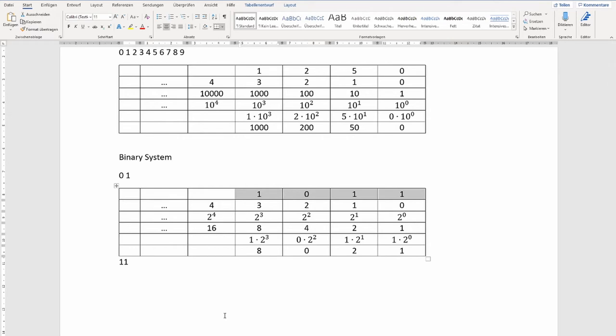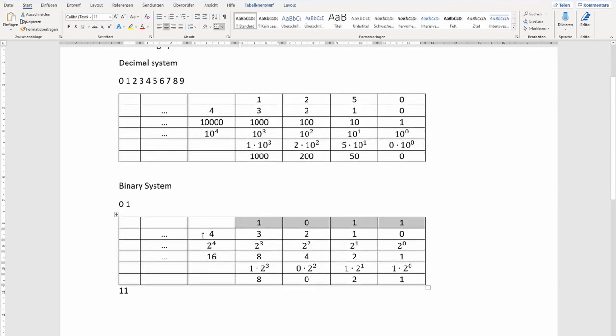Okay? But you see, it's working exactly the same. It's the decimal system, it's the binary system. Here we have 10 symbols, here we have 2 symbols. Here each next step is worth the symbol count raised by the power of the position. How would this look like here?